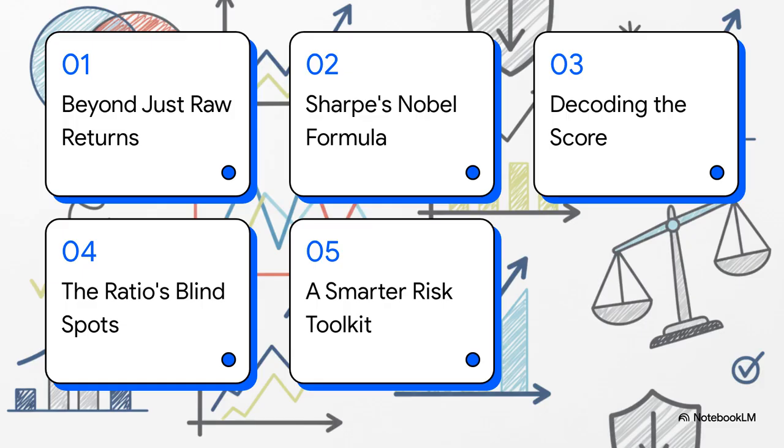So here's what we're going to cover. First, we'll look at why just chasing raw returns can be so dangerous. Then, we're going to unpack the actual Nobel Prize-winning formula that was designed to solve this exact problem. After that, we'll learn how to decode the score it gives you, expose some of its critical blind spots, because nothing's perfect, and finally, see how it paved the way for a whole new toolkit of smarter risk metrics.